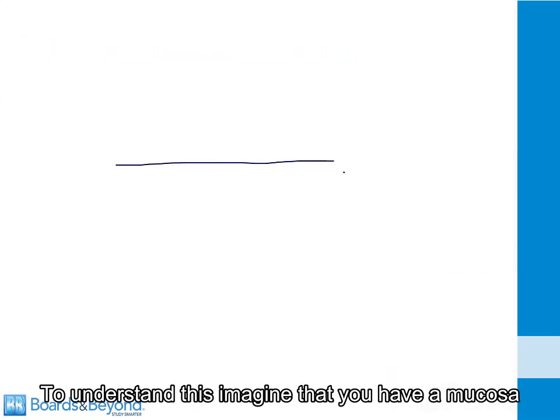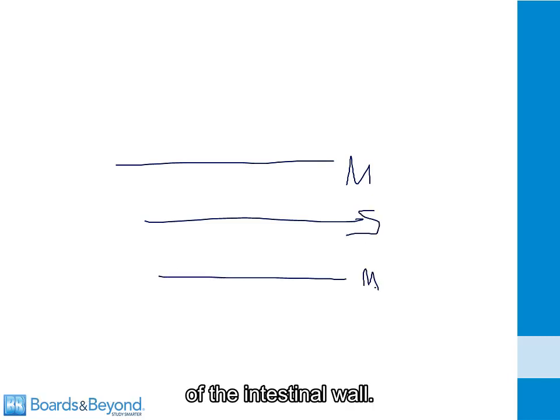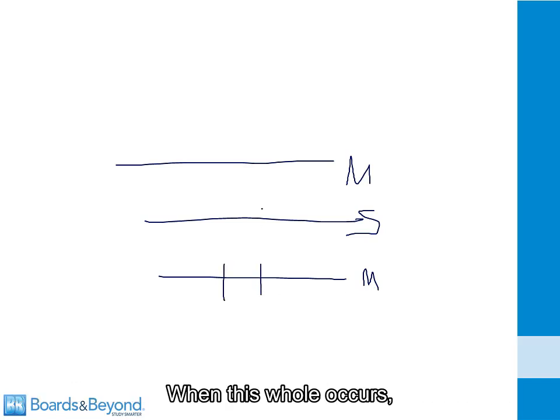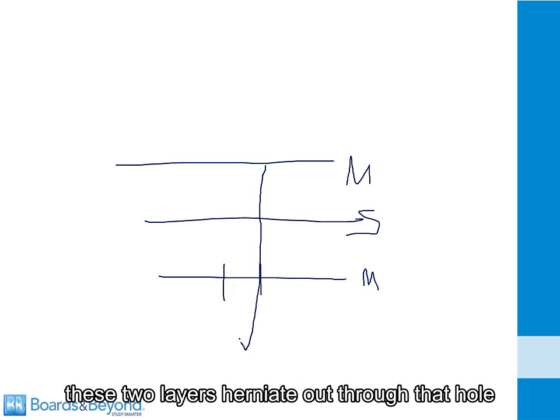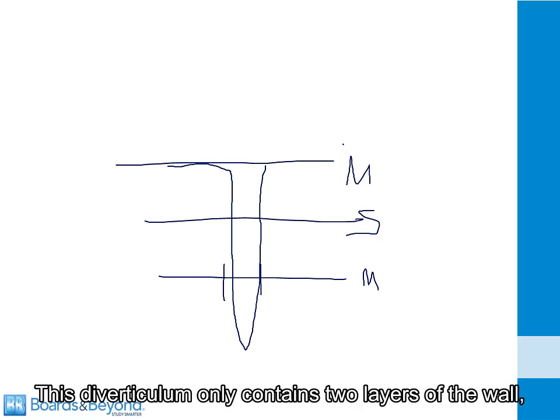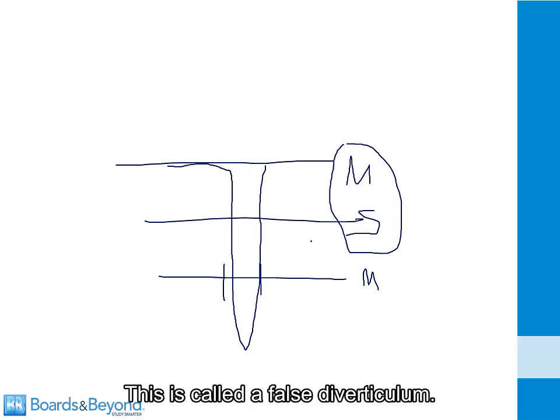To understand this, imagine that you have a mucosa and then a submucosa and then finally a muscular layer of the intestinal wall. Most diverticulum result from a hole in the muscular layer. When this hole occurs, these two layers herniate out through that hole, causing a diverticulum. This diverticulum only contains 2 layers of the wall, the mucosa and the submucosa. It does not contain all 3. This is called a false diverticulum.